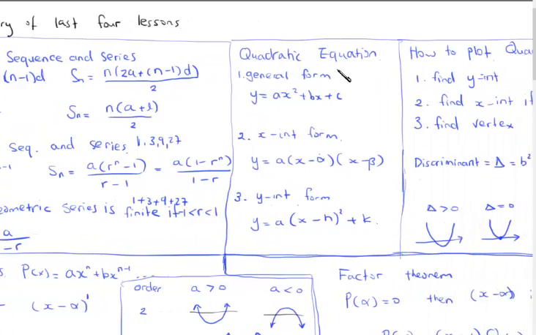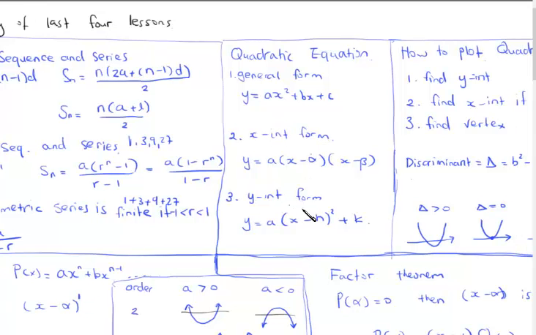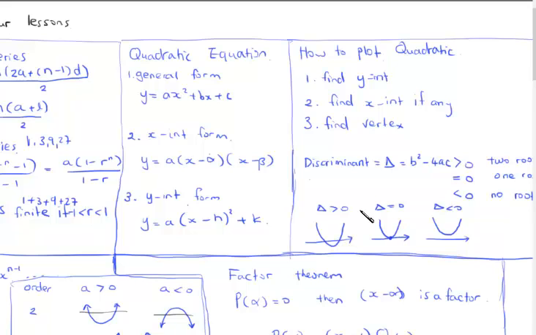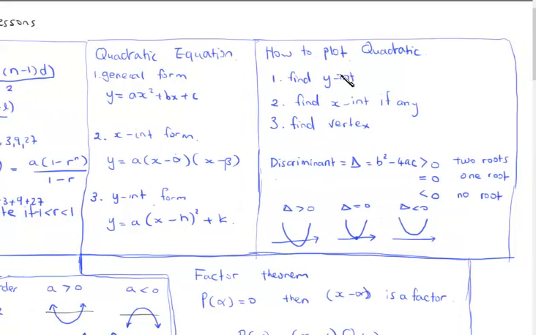But I'm going to go through this stuff, the quadratic equation. So there are basically 3 forms: the general form, x-intercept form, and the y-intercept form. And how do you plot a quadratic equation? You need 3 items. If you have a quadratic equation that goes kind of like this, obviously you have a vertex, you can have the x-intercepts, and you can find the y-intercept as well. So you need those 3 components, but you don't always need all of them.